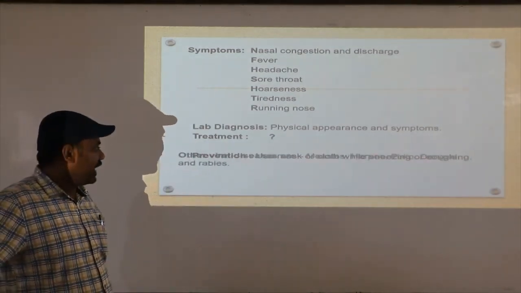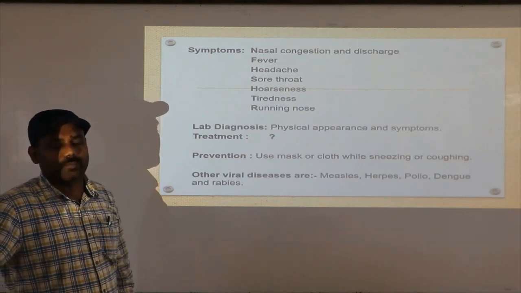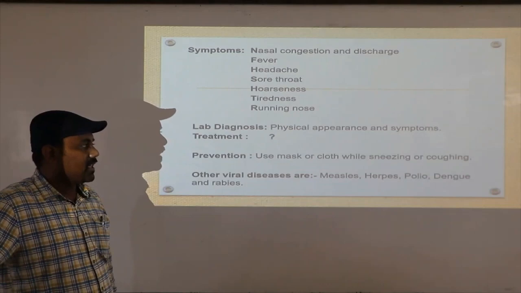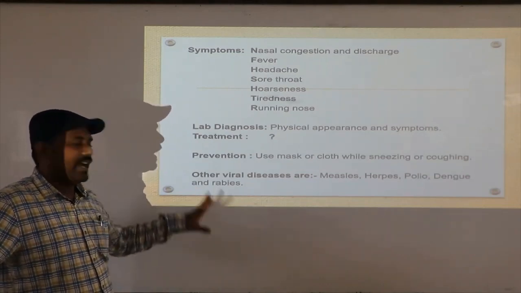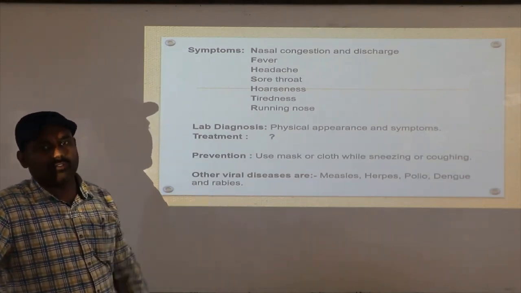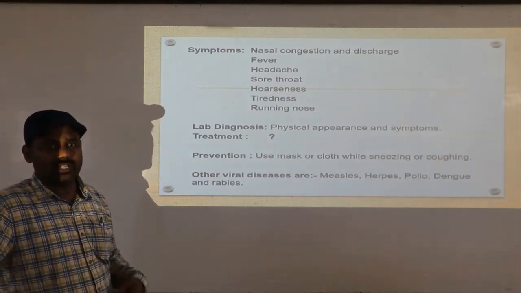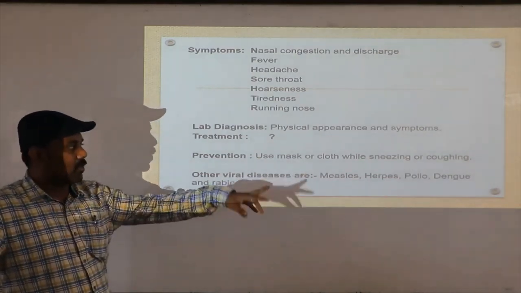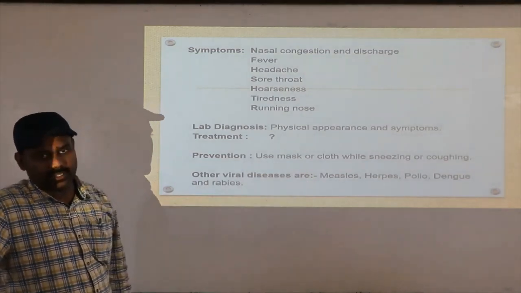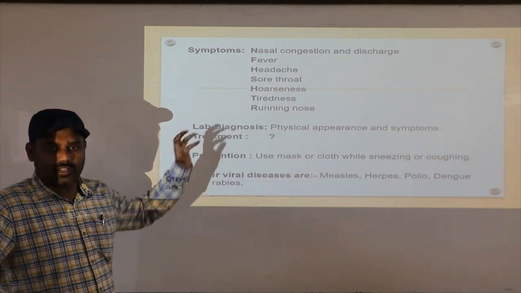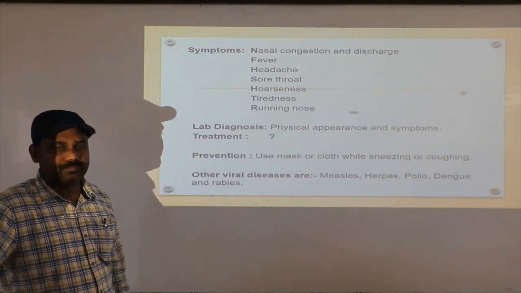Clear? Some other examples of viral diseases are measles, herpes, polio, dengue and rabies. So this is the homework for you: try to find the causative agents or pathogens for measles, herpes, polio, dengue and rabies. Clear? So this is about the common cold. I hope you understand the common cold disease. Next.